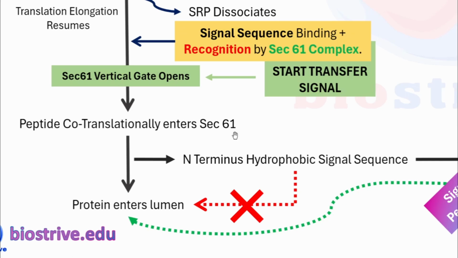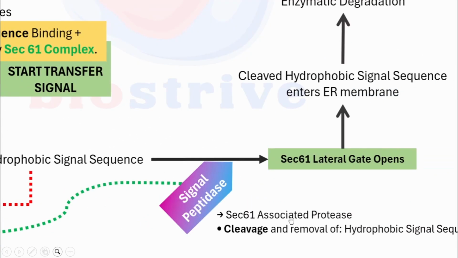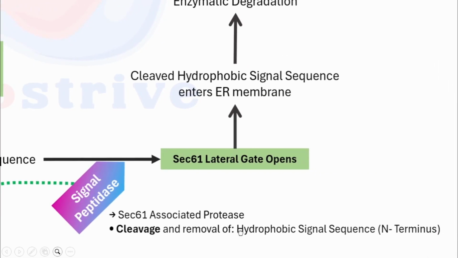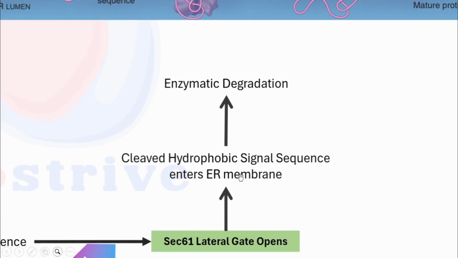Now, the peptide has normal amino acids as well as the N-terminus hydrophobic signal stretch. The normal protein has to enter the lumen, but this signal sequence is cleaved off. It is cleaved off by signal peptidase, a Sec61 associated protease. It is associated with the Sec61 translocon itself, and it leads to cleavage and removal of the hydrophobic signal sequence at the N-terminus. When this cleavage has completed, the lateral gate of Sec61 opens and the cleaved sequence is transferred to the membrane, where it will be subjected to enzymatic digestion.